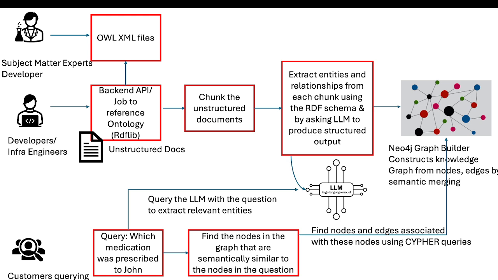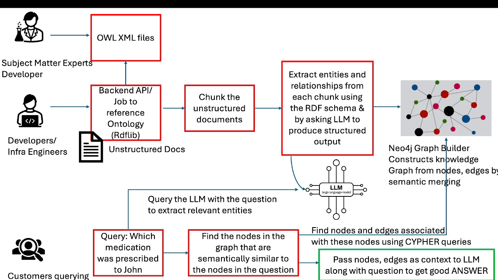So that's why this step is really, really important, that you want to pass the nodes in the question that are semantically similar to the nodes in the graph. And then you find those, and this can be done using Cypher queries. Once you do that, then you're going to pass these nodes and edges as context to the LLM along with the question to get a good precise outcome, good precise answer. So hopefully you understand this workflow. It's unlike regular RAG where you are hoping to get the right answer.